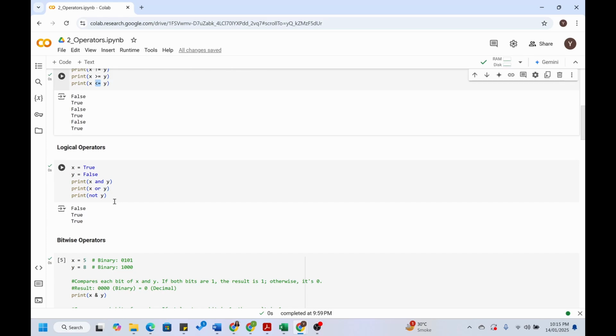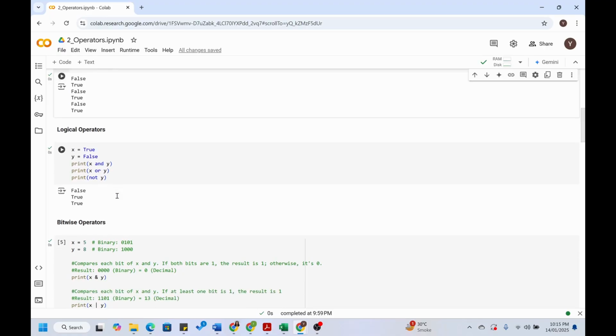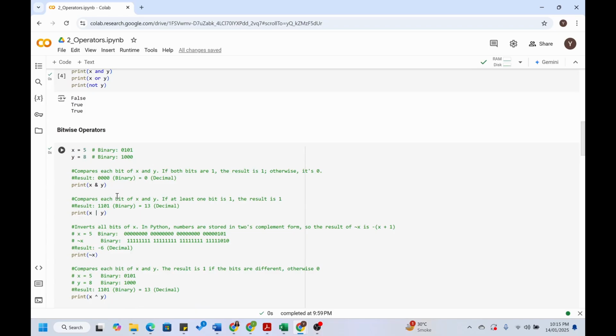Now just move on to the logical operators, where we are talking about the logical comparison of two variables. That will be majorly AND, OR and NOT operators. Here also the result will be in Boolean form itself. Next will be the bitwise operators.